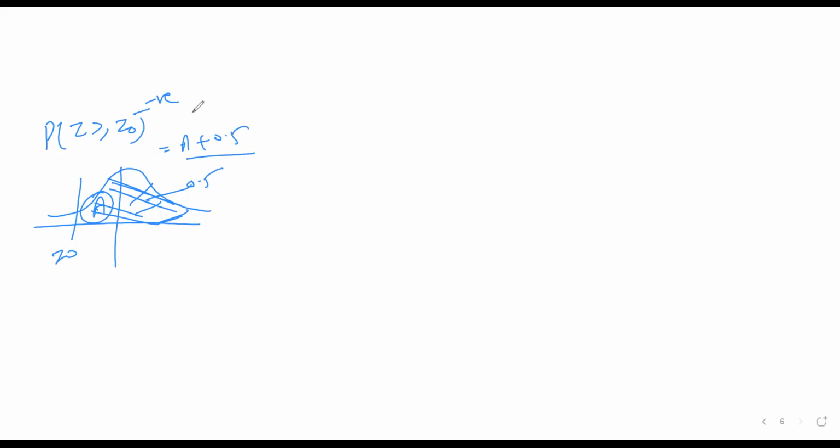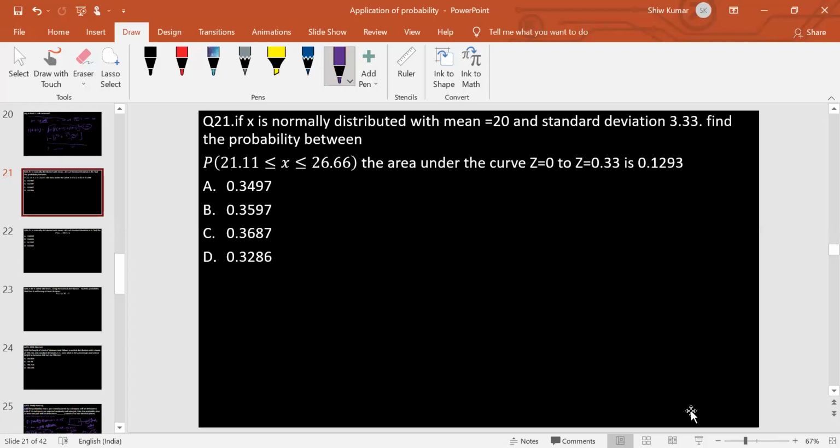Correct. So for any type of problem you need to indicate it in a standard normal distribution. For example, we have a problem here, let's check it. Look at this: if x is normally distributed with mean 20 and standard deviation 3.33, find the probability of lying between 21.11 and 26.66. So we will convert this into a standard normal variable. You need to convert that to Z.